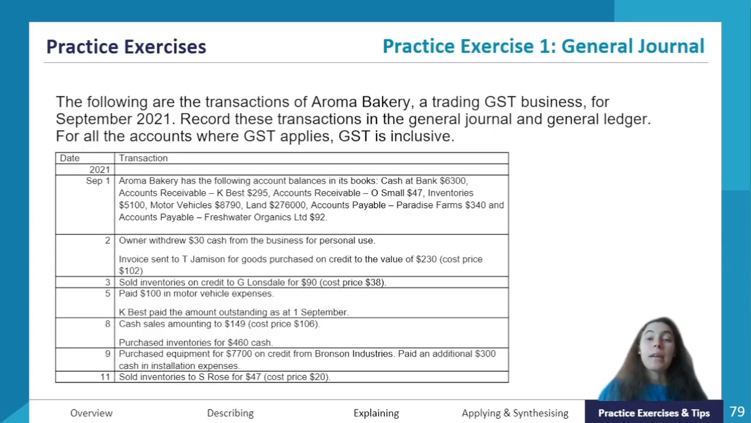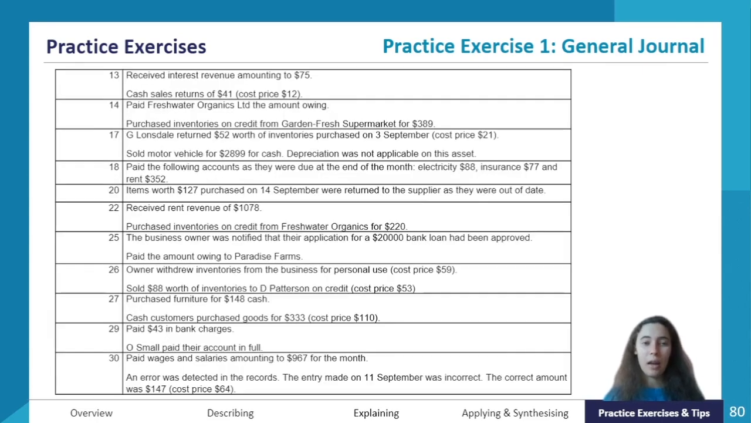We also have some practice exercises here for you to do. So the first one is getting you to record transactions in the general journal and general ledger as a practice. You've got a whole bunch of transactions just like we had in the example that we went through step by step earlier, with your opening entries and all of your other entries as well. And those are the rest of the transactions there.